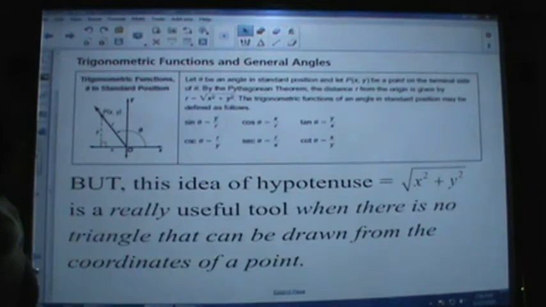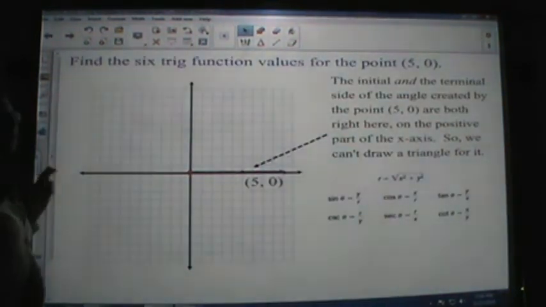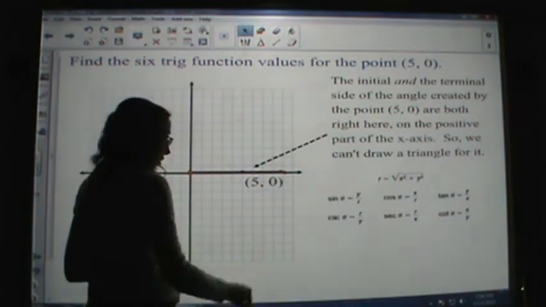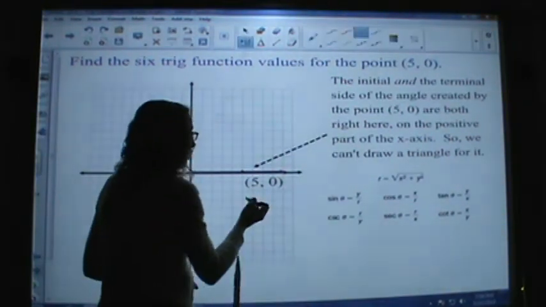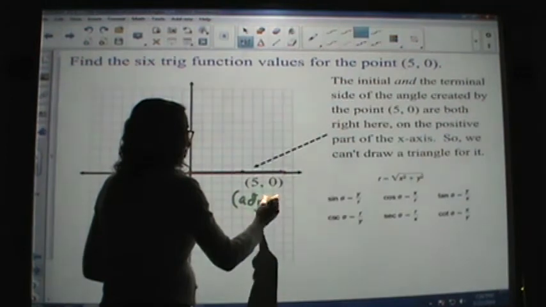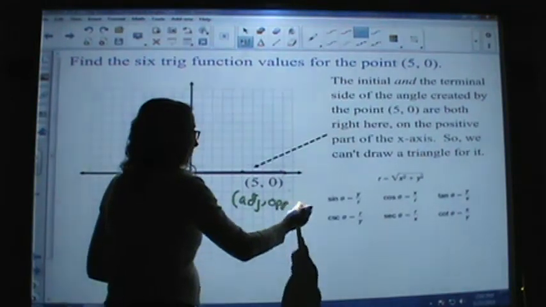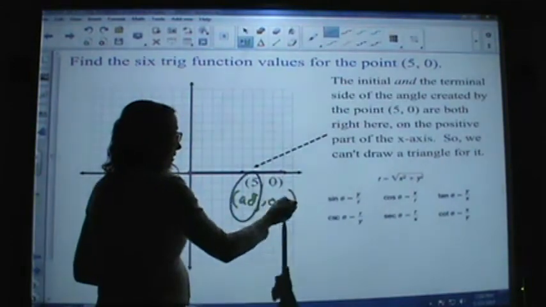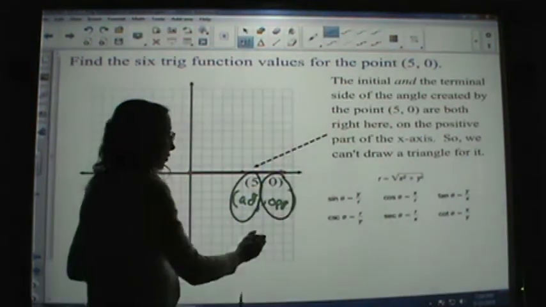But what you can do is, you can't draw in the triangle, so you can basically just imagine that if we've got 5, 0, there's no triangle I can draw, but I can interpret that as adjacent comma opposite. And then I can calculate the Pythagorean theorem, a squared plus b squared equals c squared.